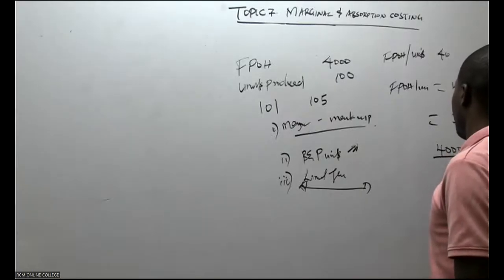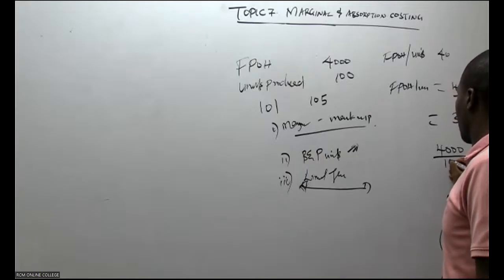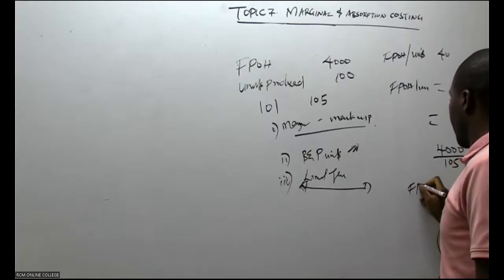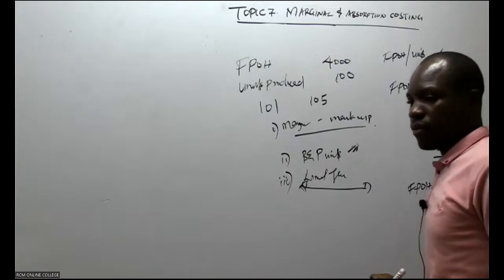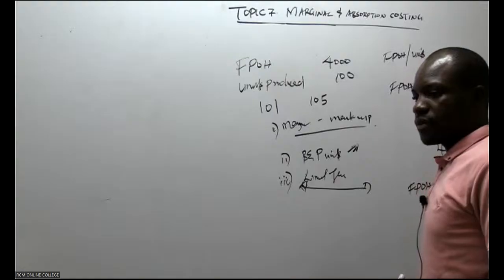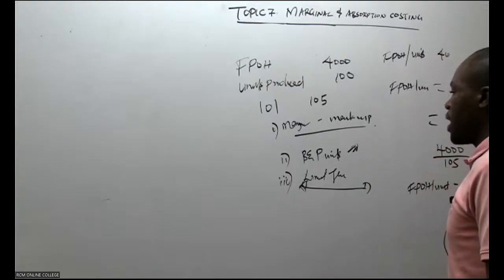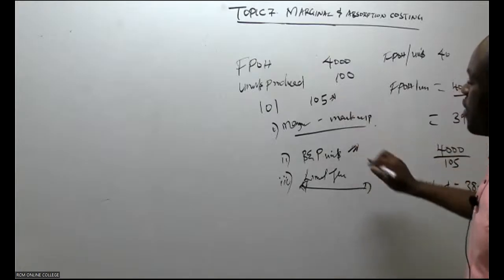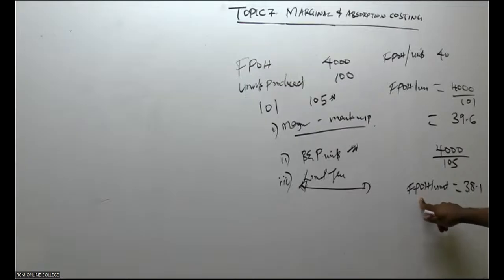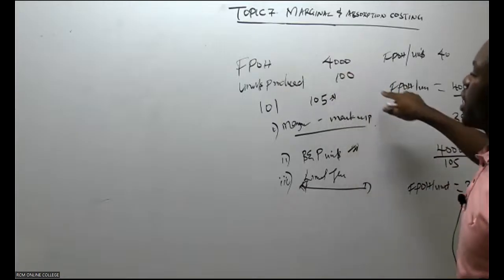What will be the new fixed cost per unit? The fixed production overhead per unit. What will we have? 38.1. So you can see, as the quantity increases, the fixed production overhead per unit is reducing. The company is able to recover the fixed production overheads that were incurred.